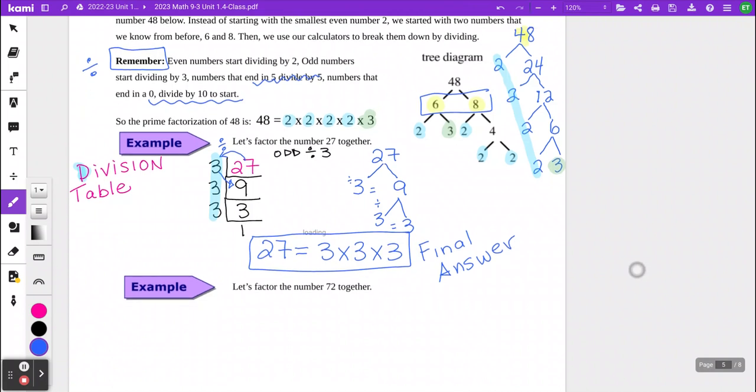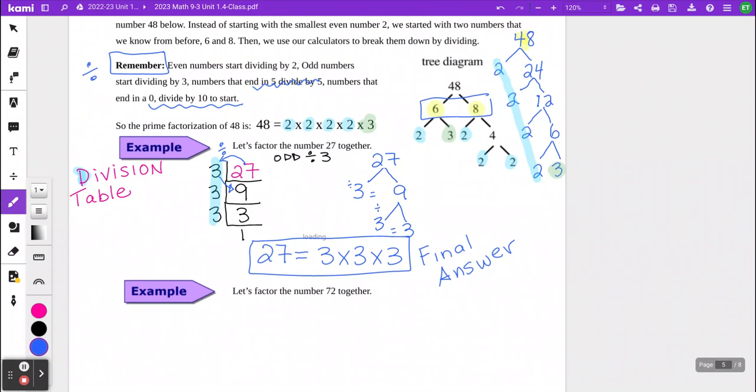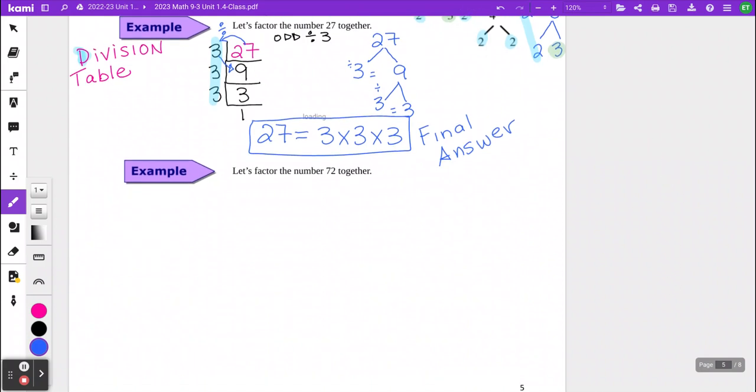Okay, we're going to do 72. It's a bigger number now. We're going to start with the number 72, and we're going to do it both ways. So on the left, I'm going to do the division table. So I start with 72 and I make my letter L. 72 is even, so I'm going to divide it by the number 2. My answer goes underneath. That's going to give me a 36.